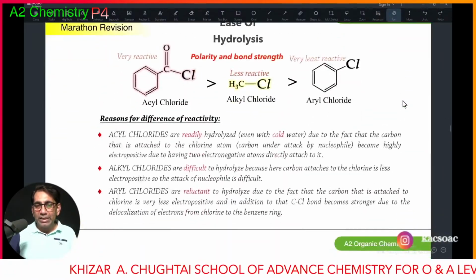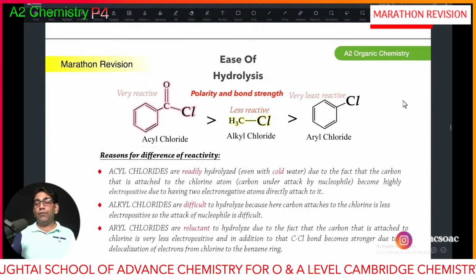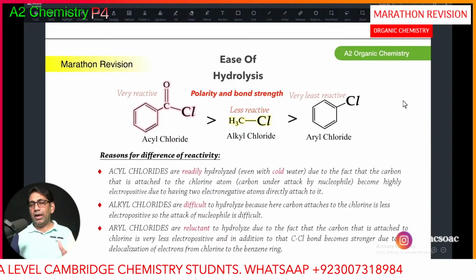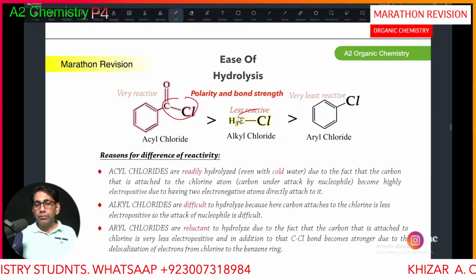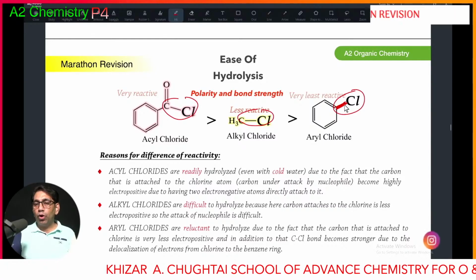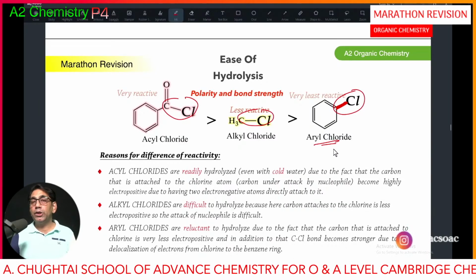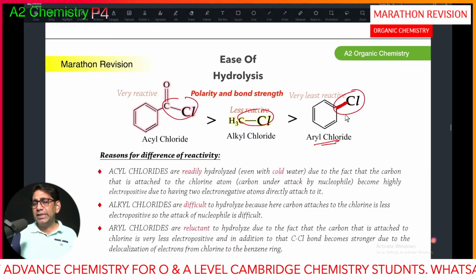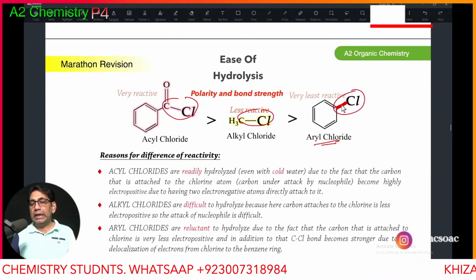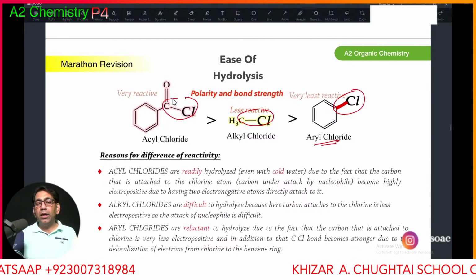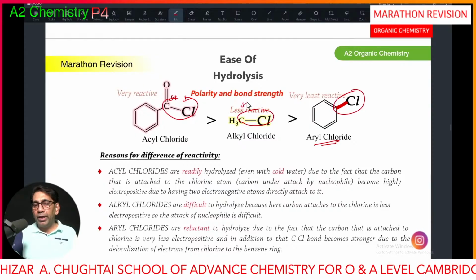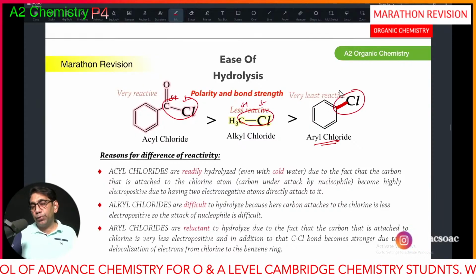The last topic of this session is ease of hydrolysis. In hydrolysis, once again, the basic factor, like acid, is this bond, the C-Cl bond. So once again, where the C-Cl bond is a stronger bond, it will be difficult to hydrolyze. Water will not break this C-Cl bond because it is the strongest one. The main factor is the bond strength. The second factor is it's a highly polar bond. It's a normally polar bond, and this is the least polar bond.